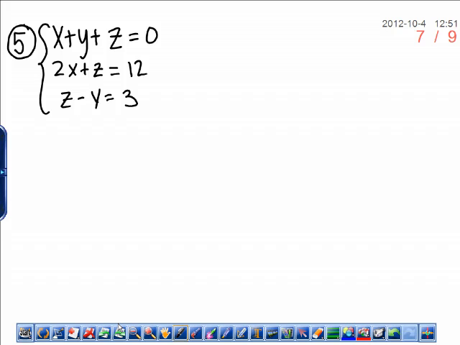Three variables means I must have three equations, which I have. Now, remember I told you that in order to do matrices, you had to line up your variables. So before we can enter this into a matrix and solve it, we've got to get everything lined up. Do I have to change anything about my first equation? No. Okay.